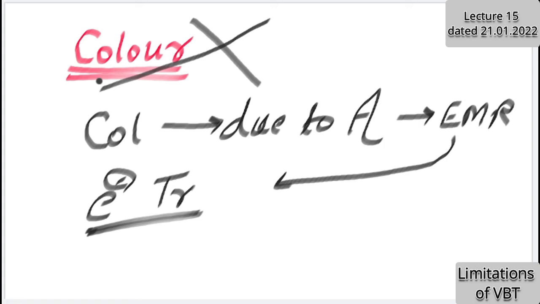What was the first limitation? It could not describe the geometry of the copper-amine complex, Cu(NH3)4 2+, which is practically square planar. But the explanation for square planar geometry was not acceptable. That is the first limitation. The second is the color. Is this second limitation clear?